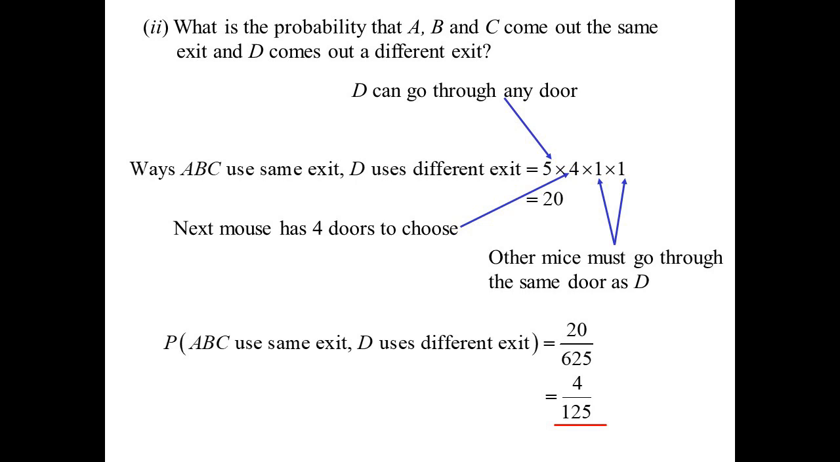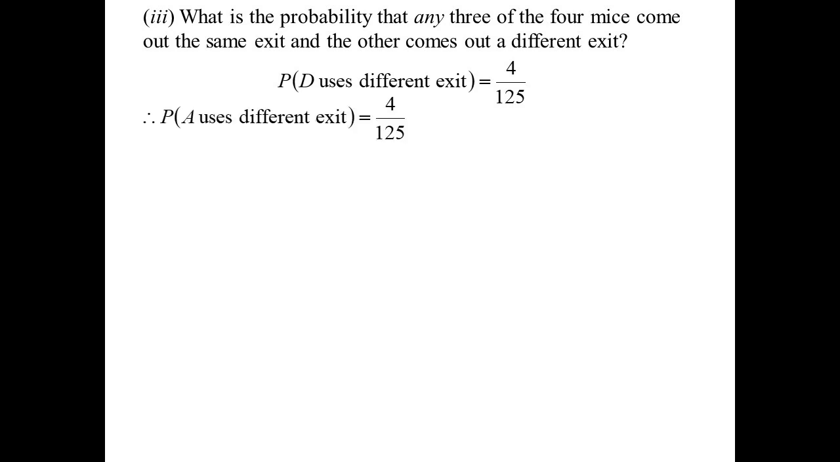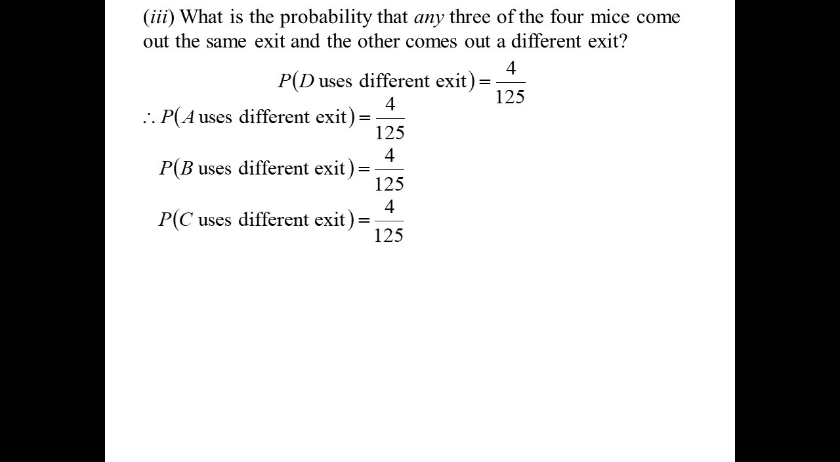But they did not stop there. What's the probability that any 3 of the 4 mice go out the same exit and the other goes out a different exit? Well, we just worked out the probability that D uses a different exit. But you remember there was a term that they used in the question, that all the mice were equally likely to leave. So if that's the probability that D uses a different exit, it must be the same for A using a different exit and the others go through the same, which must be the same as B uses a different one, which must be the same as C uses a different exit, and the others go through the same one.